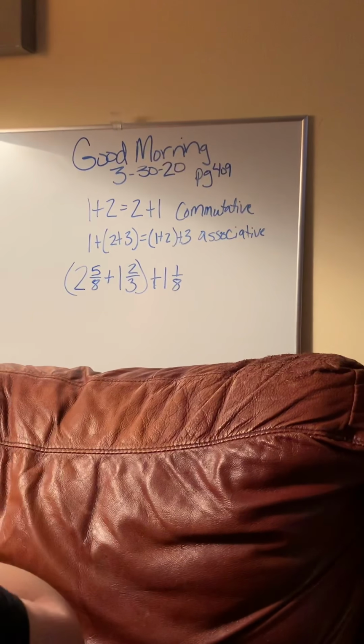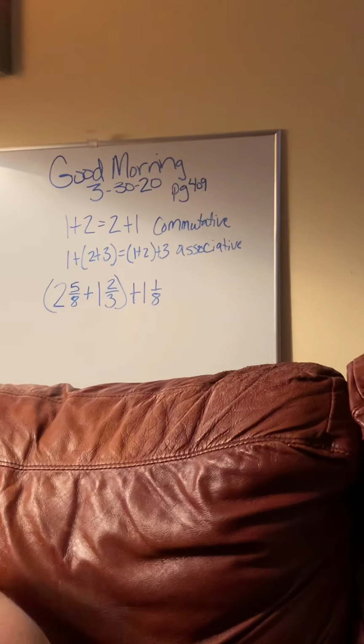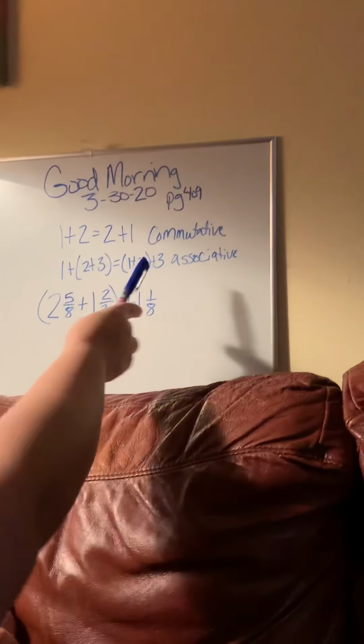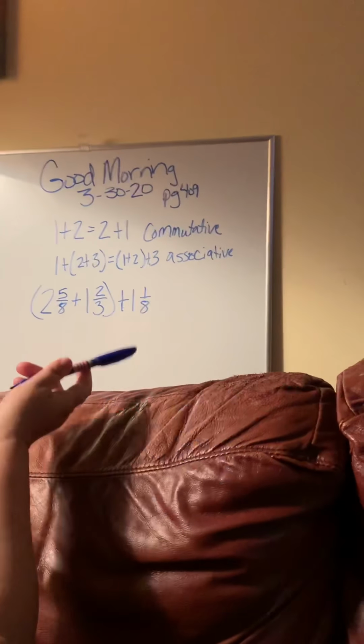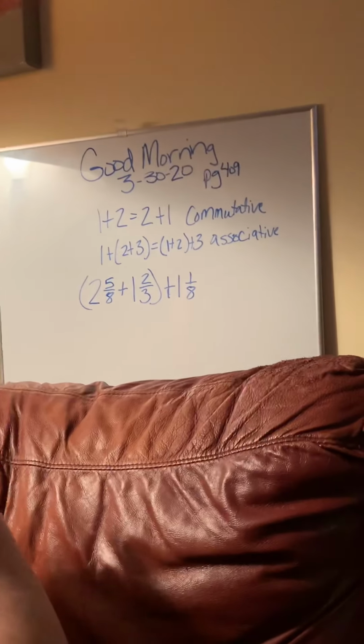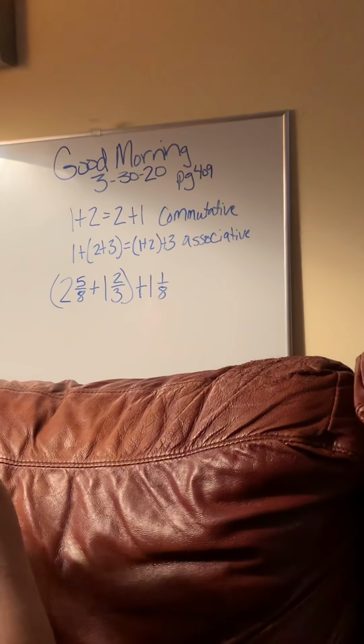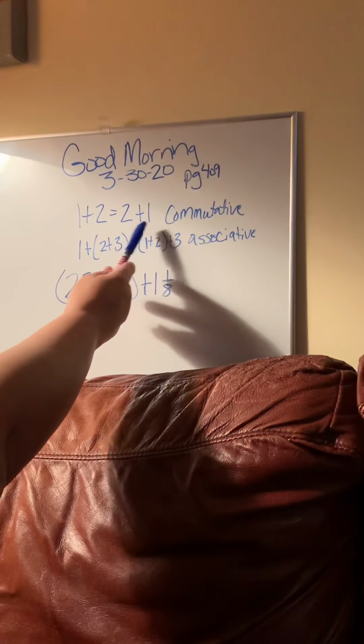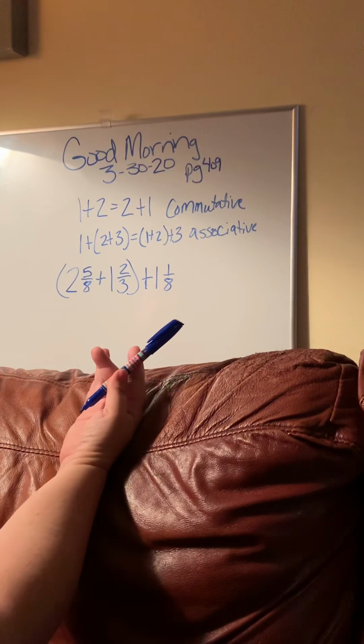Okay, so today I want to talk about the commutative and the associative properties, okay? Commutative property, what does that tell us? That means it does not matter which order we put things in, they're still going to add up to be the same thing. For instance, 1 plus 2 is the same as 2 plus 1. They both equal 3, okay?